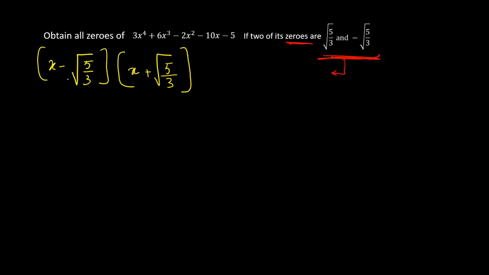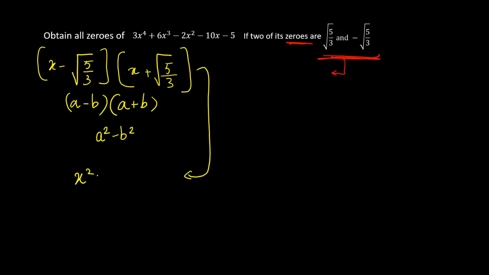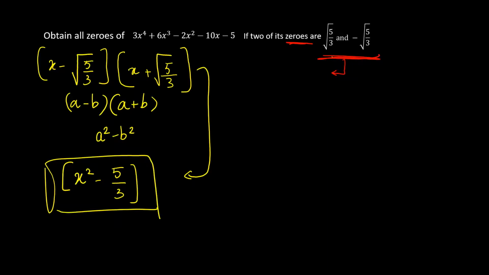So let's do that. Now here it's sort of like this, right? A minus b and a plus b. Now here I'll get a square minus b square. So if I do the same for this, I'll get x square minus 5 by 3, right? So now I get my quadratic expression here, and I'll divide this biquadratic expression, which I have to obtain all the zeros of, with the expression which I just found.